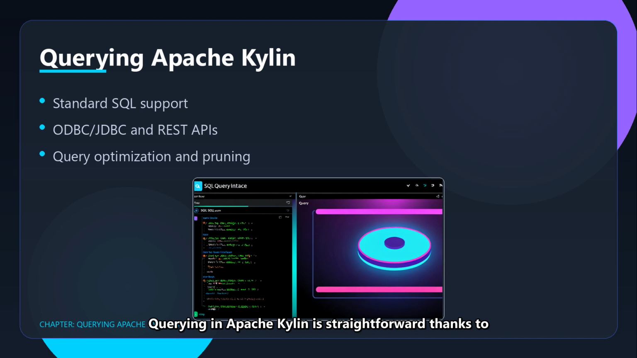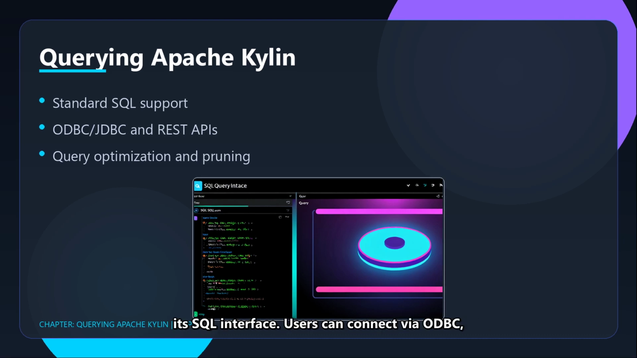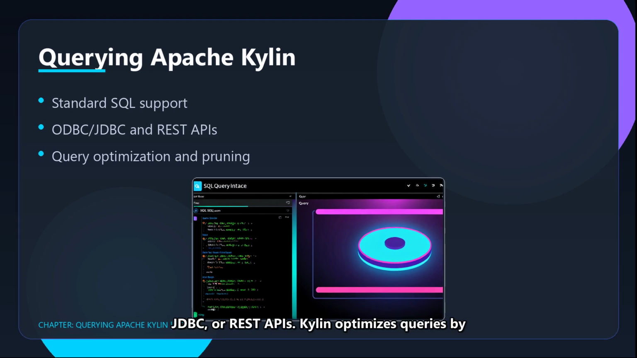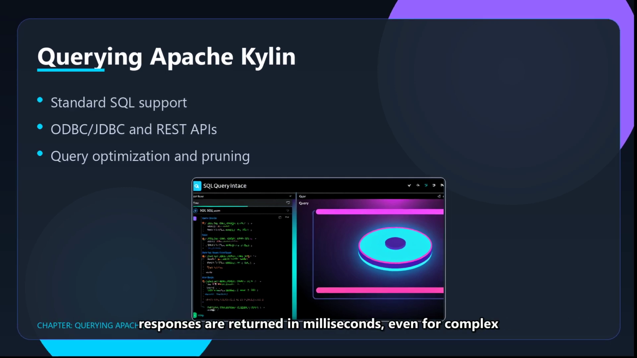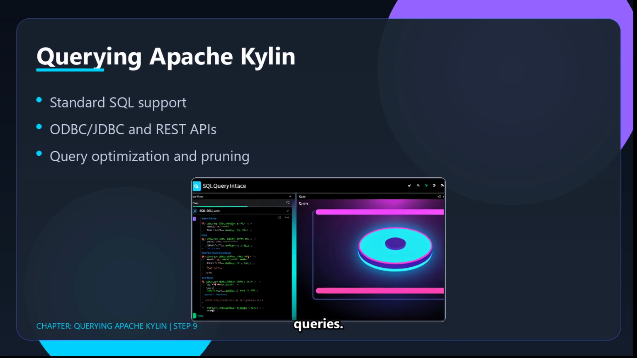Querying in Apache Kylin is straightforward thanks to its SQL interface. Users can connect via ODBC, JDBC, or REST APIs. Kylin optimizes queries by pruning unnecessary partitions and leveraging precomputed aggregations, ensuring responses are returned in milliseconds, even for complex queries.